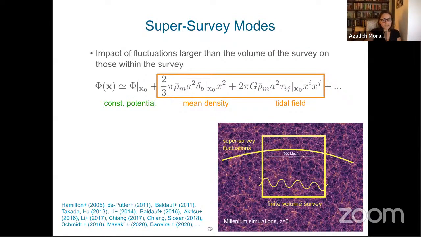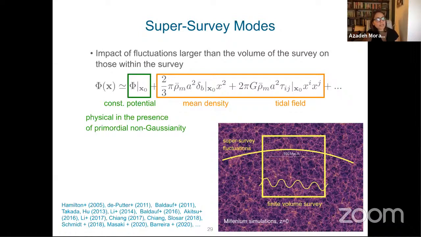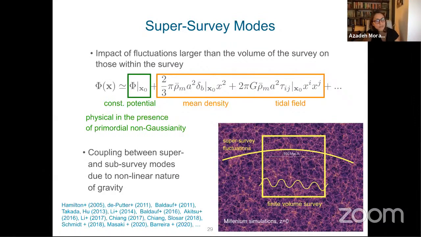Well, I have dropped the first derivative because it's unphysical in this case. If you have Gaussian initial conditions, the only long wavelength mode you have to account for is a long wavelength density mode and the tidal field. If you have primordial non-Gaussianity, the constant gravitational potential is also physical, so you have to account for the long wavelength gravitational potential. And this long wavelength mode would induce coupling between super and subsample modes. And this is only due to nonlinear gravitational evolution, meaning if there was no gravitational evolution, there would be no coupling between these different modes.